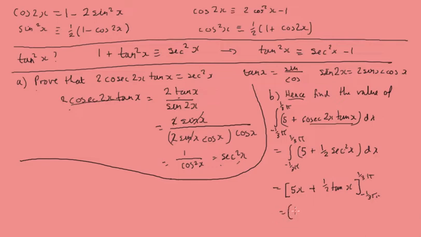And we can then find this out, so 5 pi over 3 plus root 3 over 2 minus, again, 5 pi over 3 minus root 3 over 2, and that tidies up to give us 10 pi over 3 plus root 3. And we leave it in that neat, nice little form.